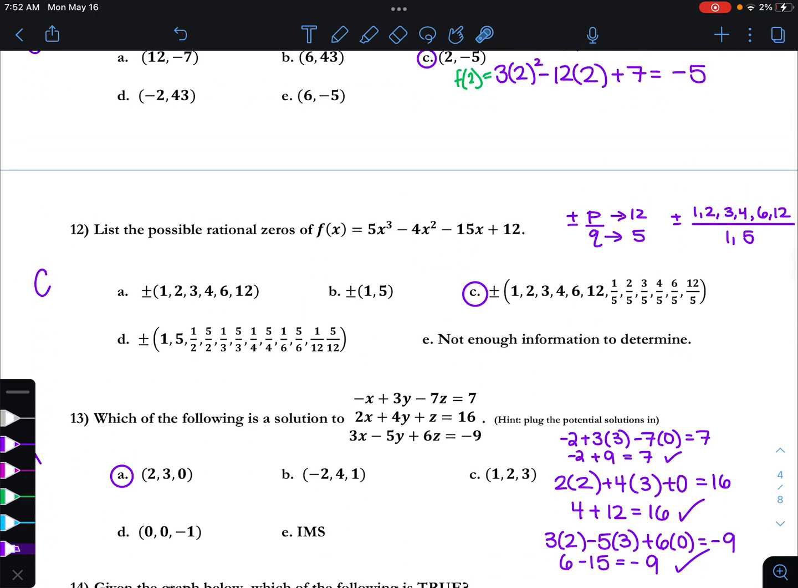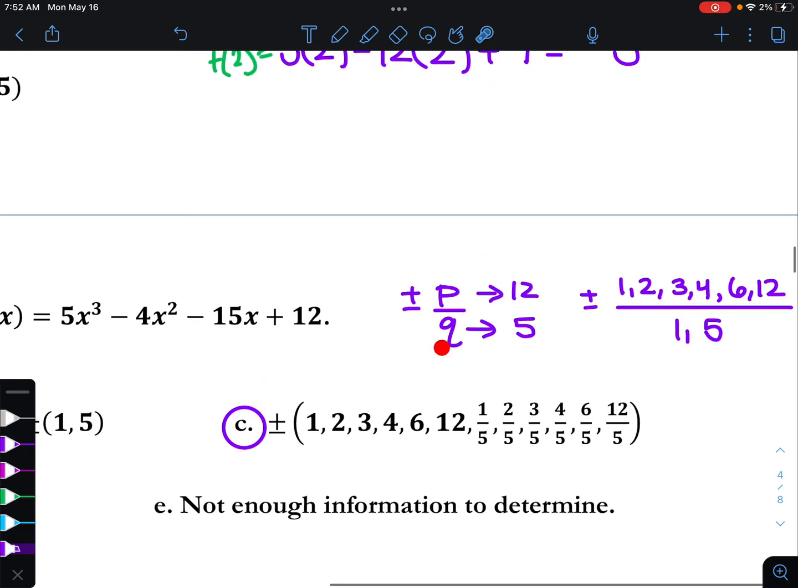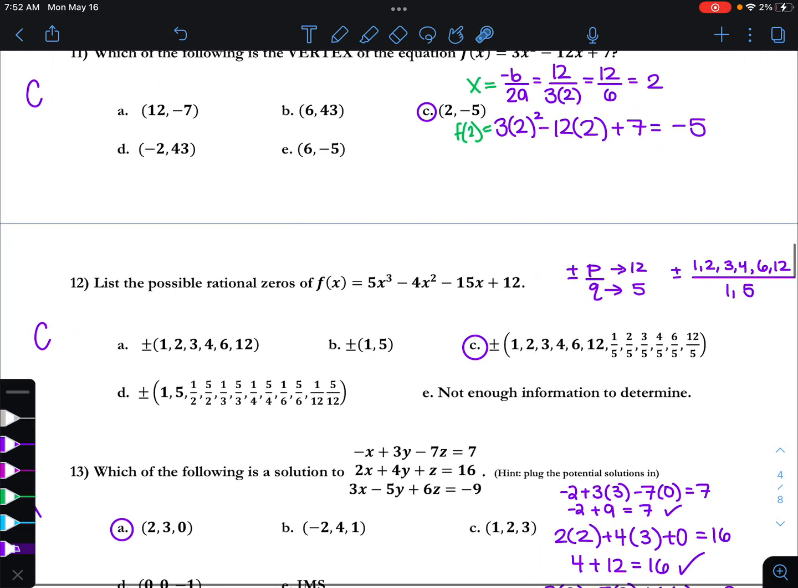To list the possible rational zeros, we do our plus or minus p over q. P is 12, q is 5, and so we write out all of the different fractions, make sure it's 1 over 1, 2 over 1, 3 over 1, and so on, and then 1 over 5, 2 over 5, 3 over 5, and we see all those fractions listed here.